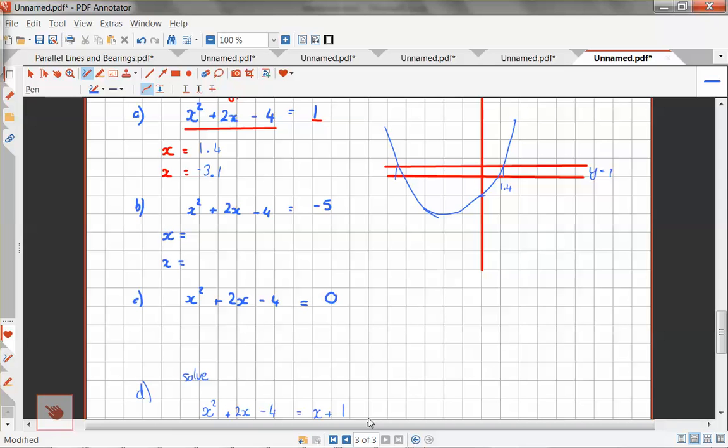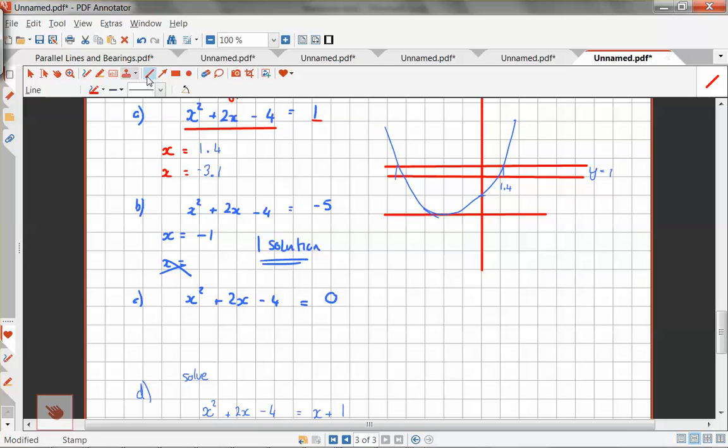There's a few interesting ones here. What do you get as the answer to part B? Negative 1 and negative 1. So actually this one only has one solution. There is only one solution because you would have noticed that when you drew your line, it was right on the bottom of the curve.